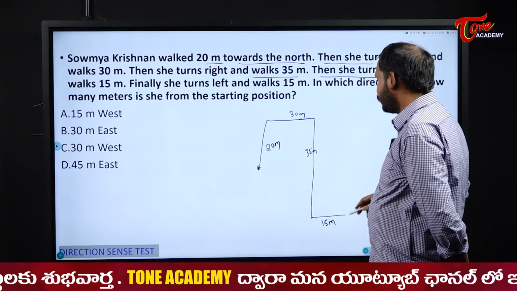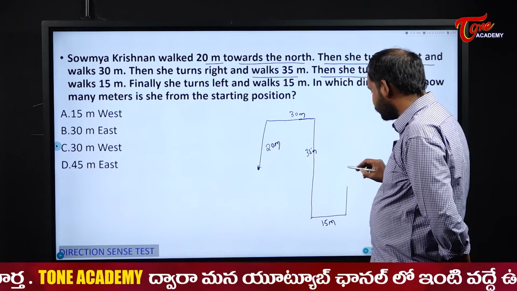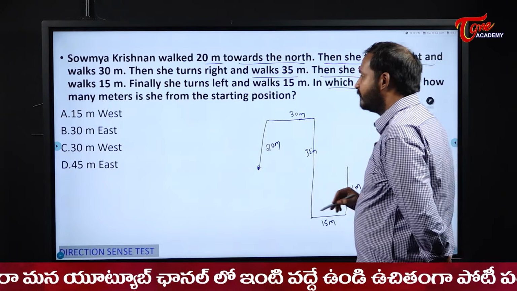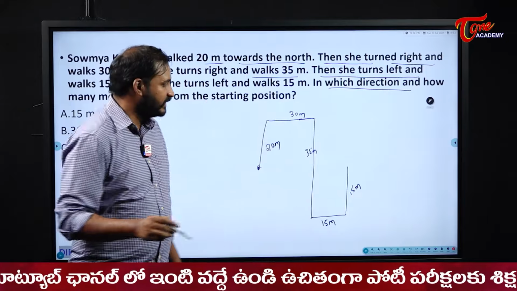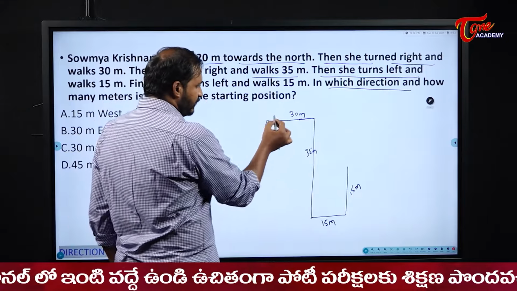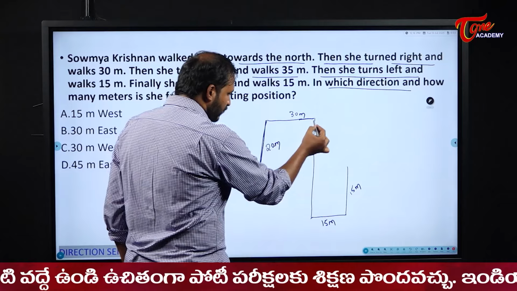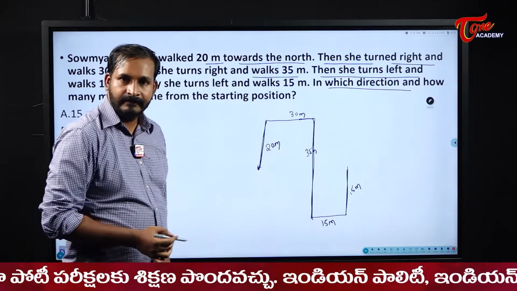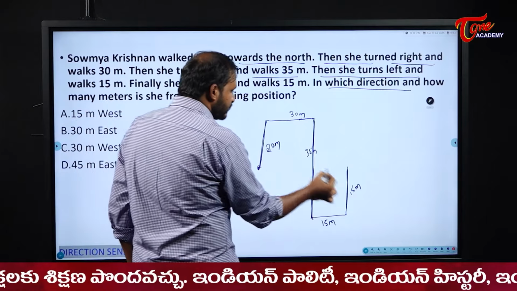Finally, she turns left and walks 15. Now she is turning left and she is walking what? 15 meters. In which direction and how many meters is she from the starting point? Now please see here, students. Initially 20, this is 20, this is overall 35 and this is a 15. 20 plus 15 is 35, right? 20 plus 15 is what?